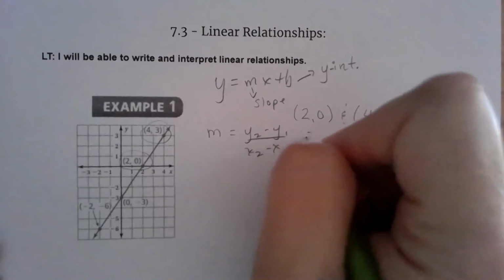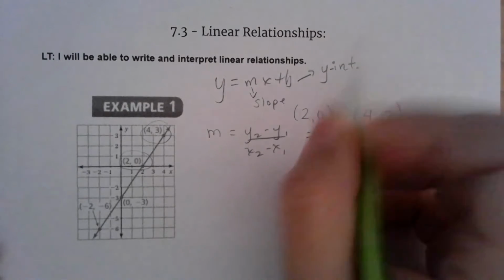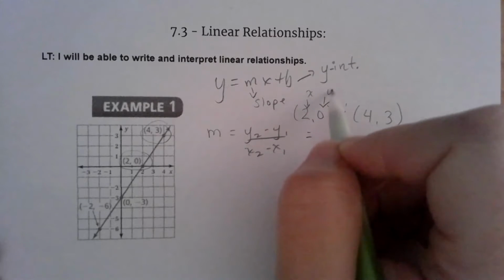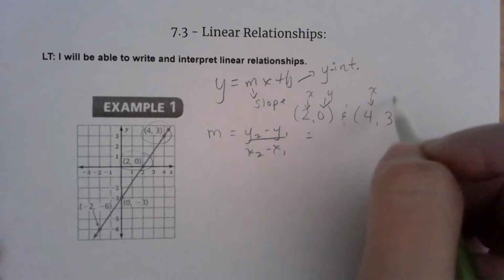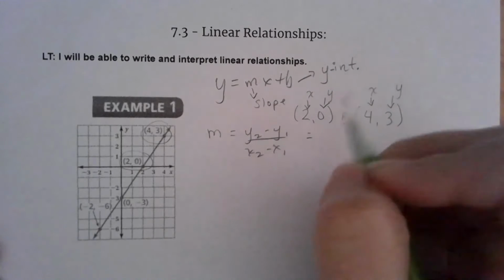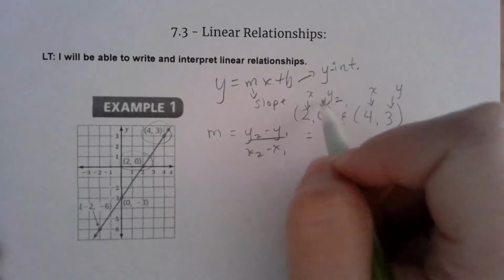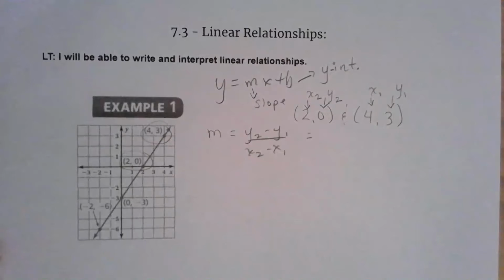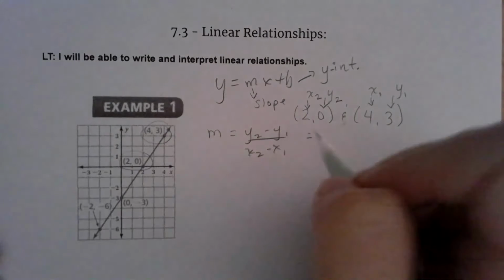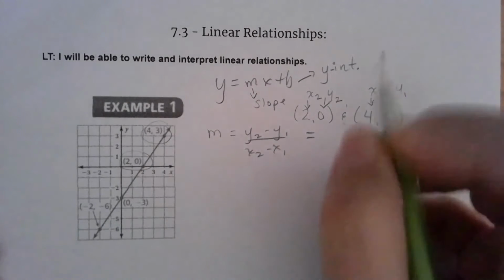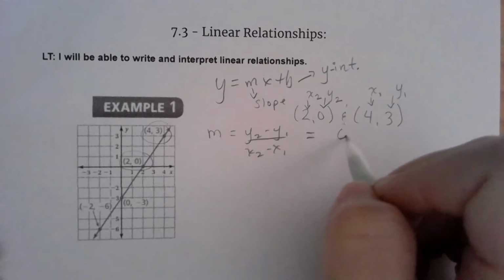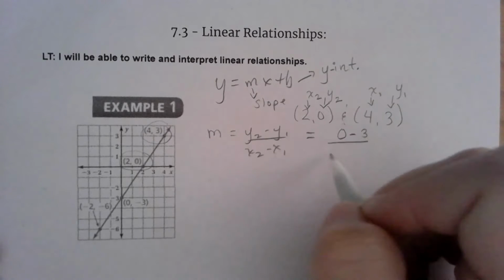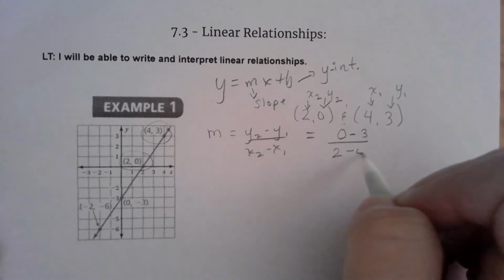Okay, so I'm going to put in here, this is the x, right? This is the y. X, this is y. Just so remember what we're getting. And you can pick, doesn't matter which one you pick as 1 and 2, right? Because it's going to be the same thing. All right, so y2 is 0, y1 is 3, x2 is 2, x1 is 4.